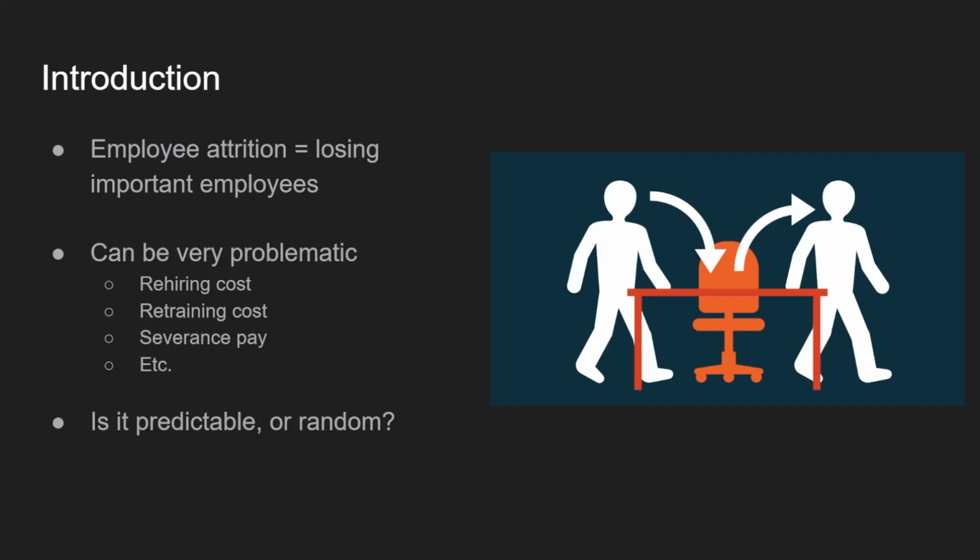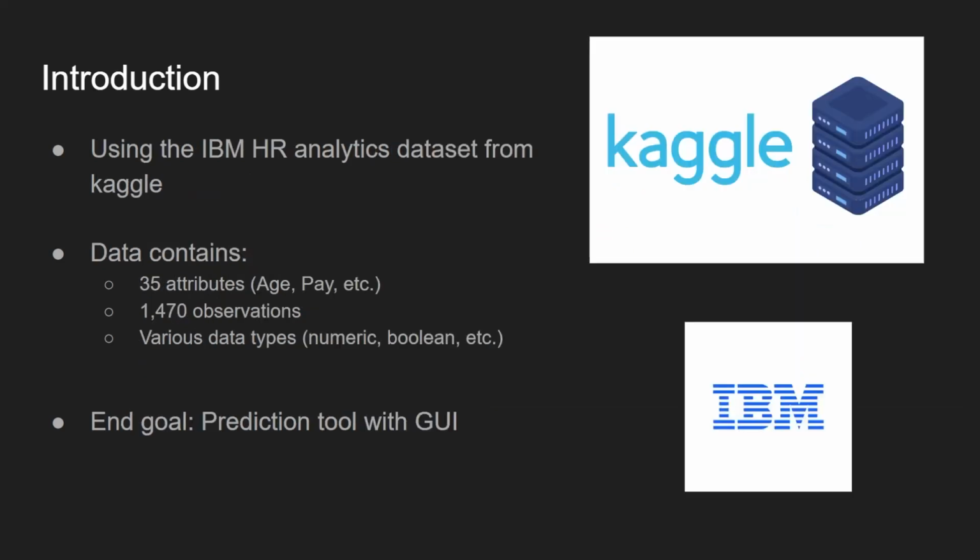So our key problem is, what exactly is employee attrition? Well, it's losing employees. Most notably, it's losing important employees. Why? Well, it can be very problematic when you lose an important employee, such as having a high rehiring cost, retraining cost, severance pay, and many other factors, such as how long it takes to train some individual back up to the level they should be at. The question is really, given some data set, is this predictable or is it completely random? So that's what we're going to try to solve.